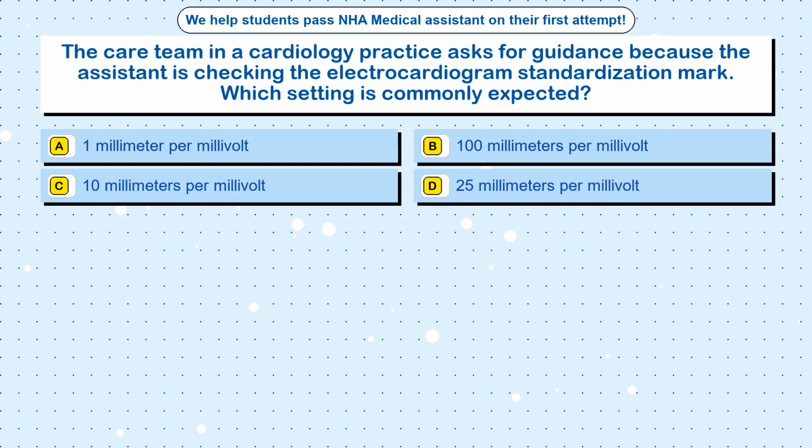Question 78. The care team in a cardiology practice asks for guidance because the assistant is checking the electrocardiogram standardization mark. Which setting is commonly expected? Option A. 1 mm per millivolt. Option B. 100 mm per millivolt. Option C. 10 mm per millivolt. Option D. 25 mm per millivolt.